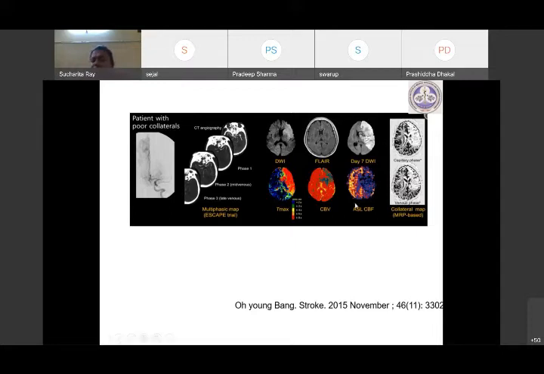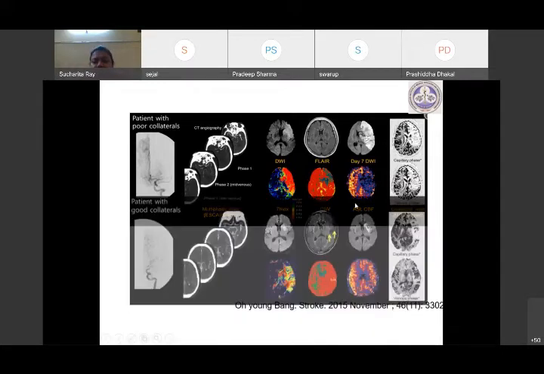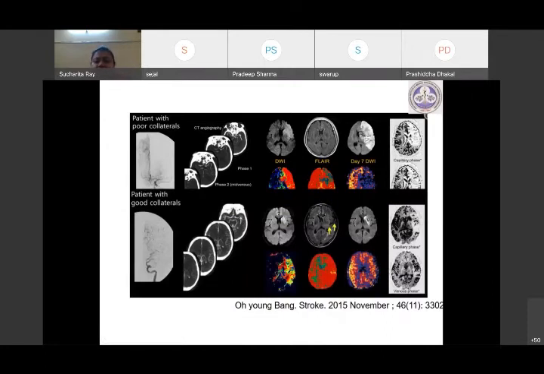So these are the cortical blood flow maps. This is not required for you. The first was a patient who had very poor collaterals, right? So same amount of diffusion deficit had a huge stroke in the first one.